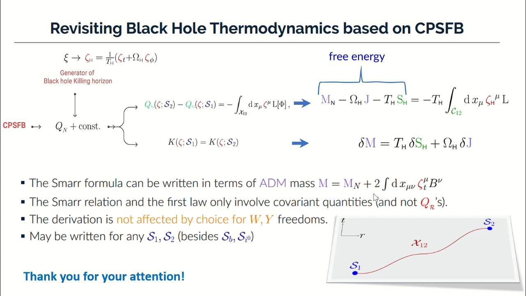However, by adding the appropriate boundary terms to the Lagrangian, the Smarr relation can be written in terms of the ADM mass as well. It is important to emphasize that although the definition of the charge in the covariant phase space formalism and its generalization involves certain ambiguities, the resulting Smarr relation and the first law are free from them.